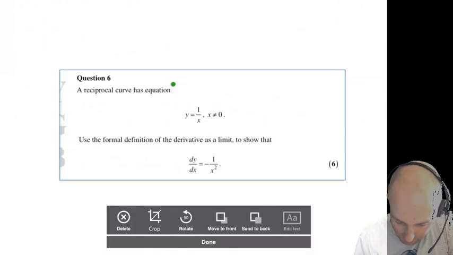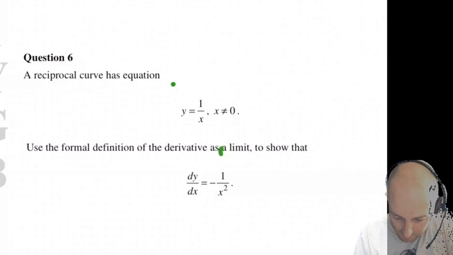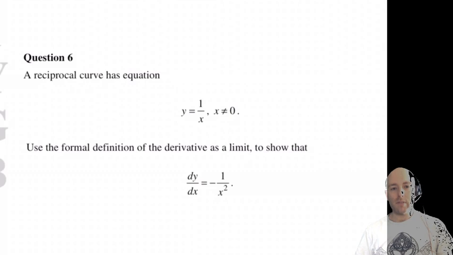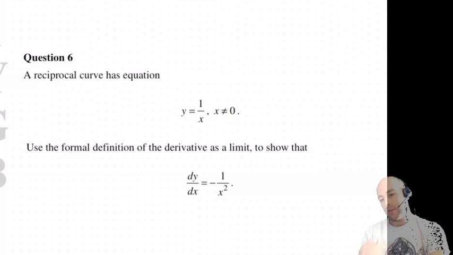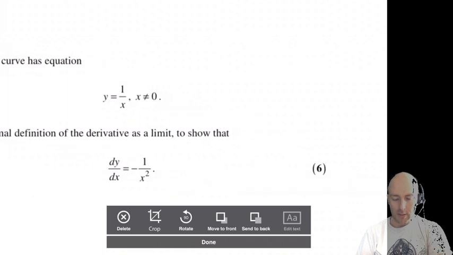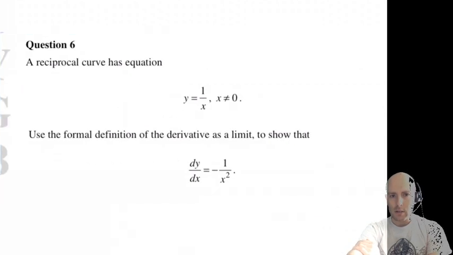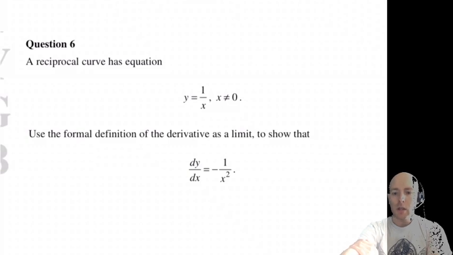Reciprocal curves have this equation. Use the formal definition of a derivative. This is wordy as anything. So what that means is it wants you to use first principles differentiation. This is a 6-mark question. I'll give you guys 6 minutes. I don't think it will take you that long because we definitely did this in class. But let's see what you can remember about first principles differentiation. Starting now.